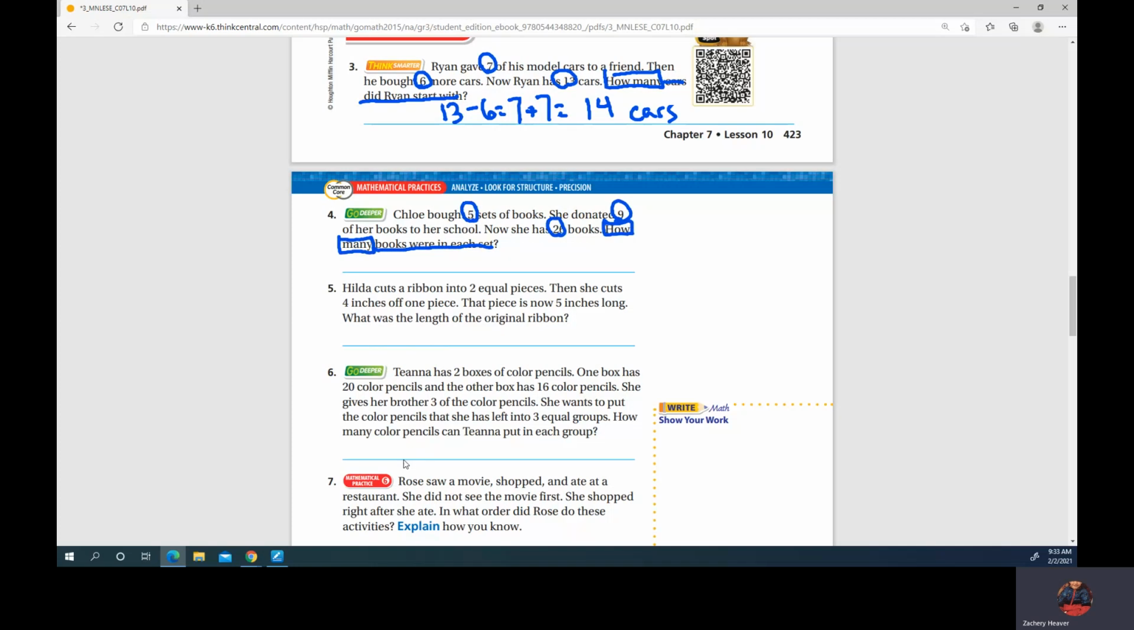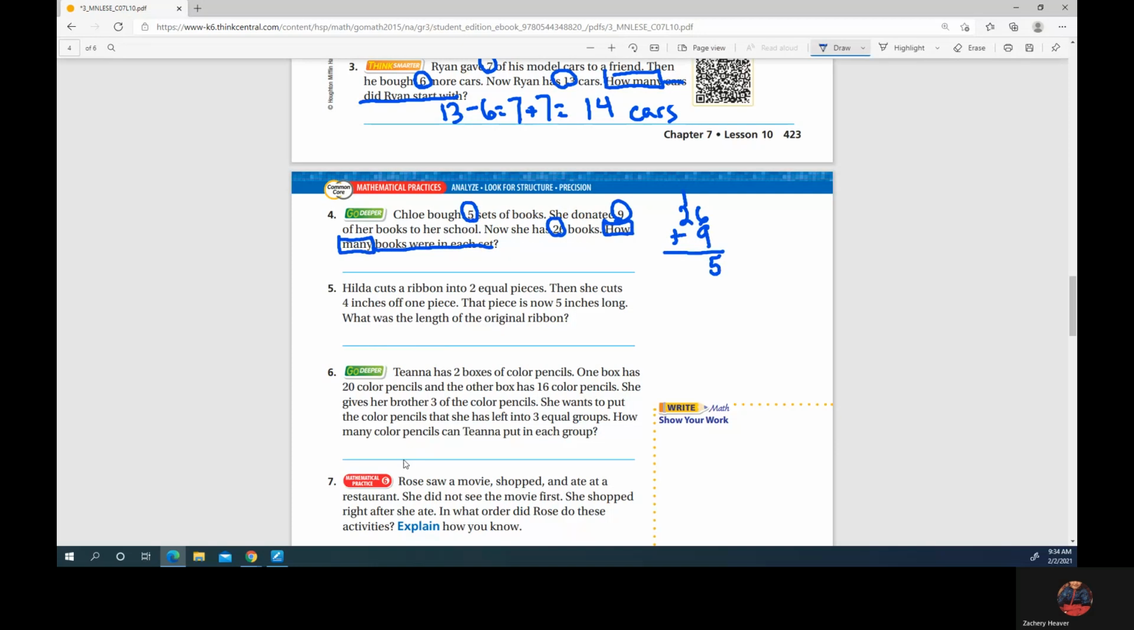So we're going to take 26 and we're going to add the 9 that she gave away, because we've got to find out what she initially had. So 9 plus 6 is 15. 5, carry your 1. 1 plus 2 is 3. So she had 35 books and they come in sets of 5.